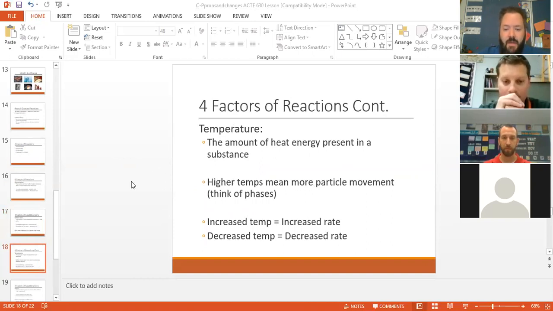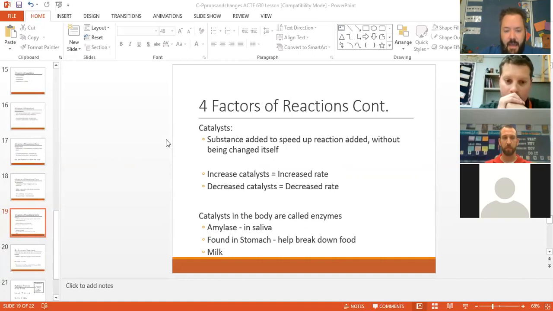Okay, so the amount of heat present in a substance. Because of this, you're going to have a lot more particle movement, which means, as you heat things up, the particles tend to move faster, which increases the rate of reaction. And lastly, a catalyst, and a catalyst is going to be a substance you're able to add to the chemical reaction to either speed it up or slow it down. Some of the things, you have a catalyst in your body, you have quite a few, but they're known as enzymes. Amylase is a good one.